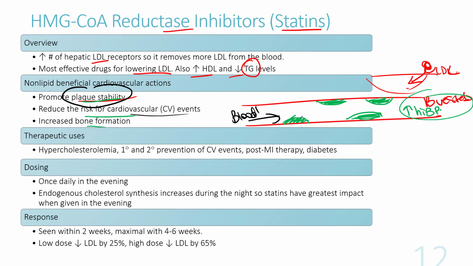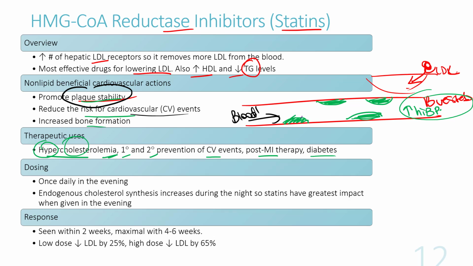Right? So therapeutic use for statins is to reduce high cholesterol in the blood, so hypercholesterolemia. It also proves to be the primary and secondary prevention treatment for cardiovascular events, and it helps to prevent future cardiovascular events. Right? And it's used in therapy after a myocardial infarction, and in diabetes, again, to lower blood cholesterol, to promote plaque stability, and all that kind of stuff.